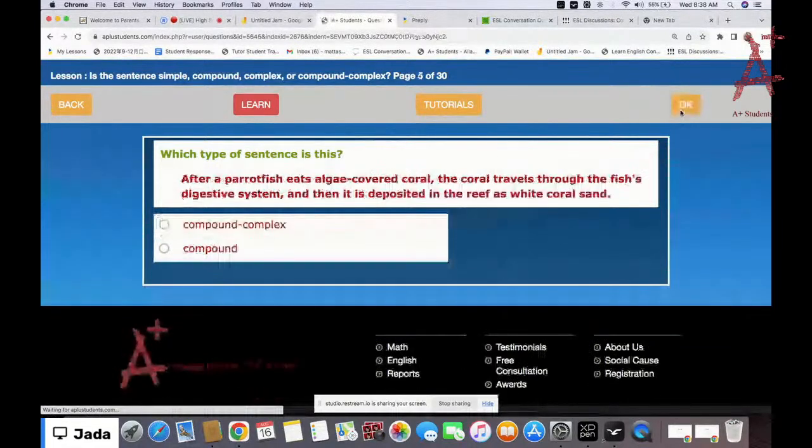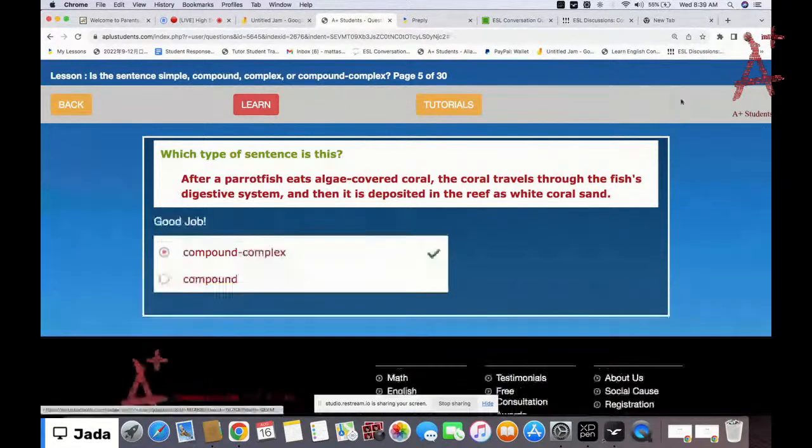So after a parrotfish eats algae covered coral, the coral travels through the fish's digestive system and then it is decomposed in the reef as white coral sand. So this cannot only be a compound sentence because it has two independent clauses there. So it's going to be compound-complex. Okay.